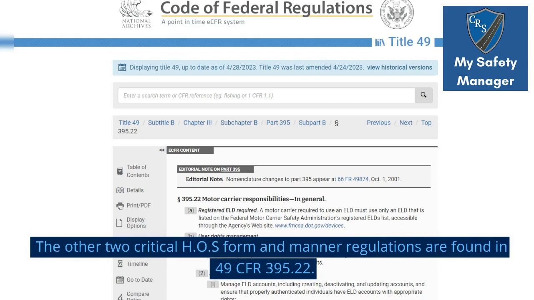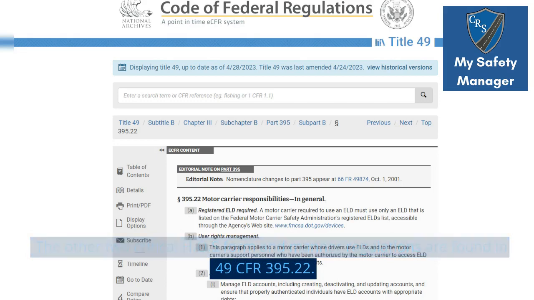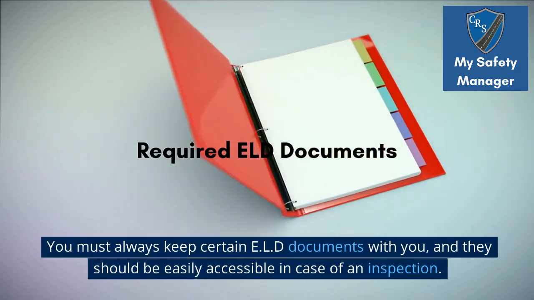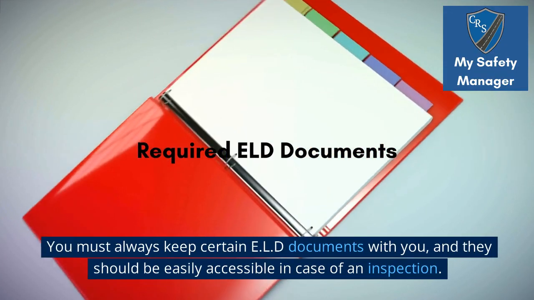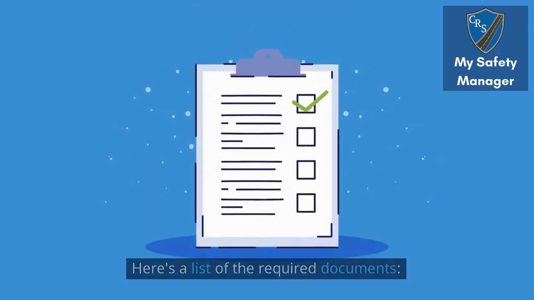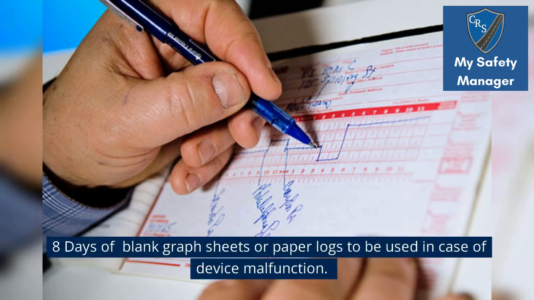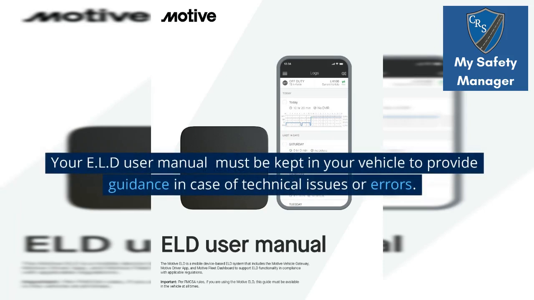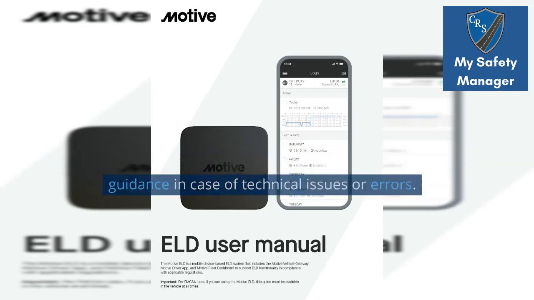The other two critical HOS form and manner regulations are found in 49 CFR 395.22. This regulation deals with required ELD documents and proper device mounting. You must always keep certain ELD documents with you, and they should be easily accessible in case of an inspection. Here's a list of the required documents. 8 days of blank graph sheets or paper logs to be used in case of device malfunction. Your ELD user manual must be kept in your vehicle to provide guidance in case of technical issues or errors.